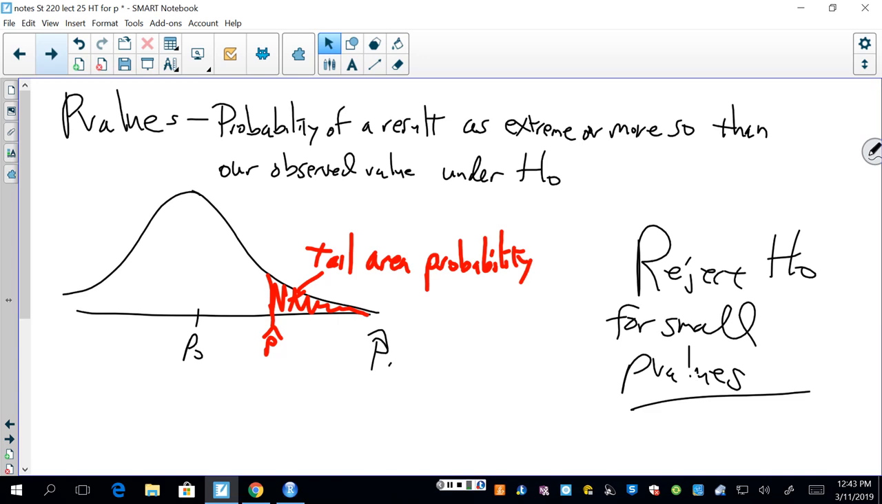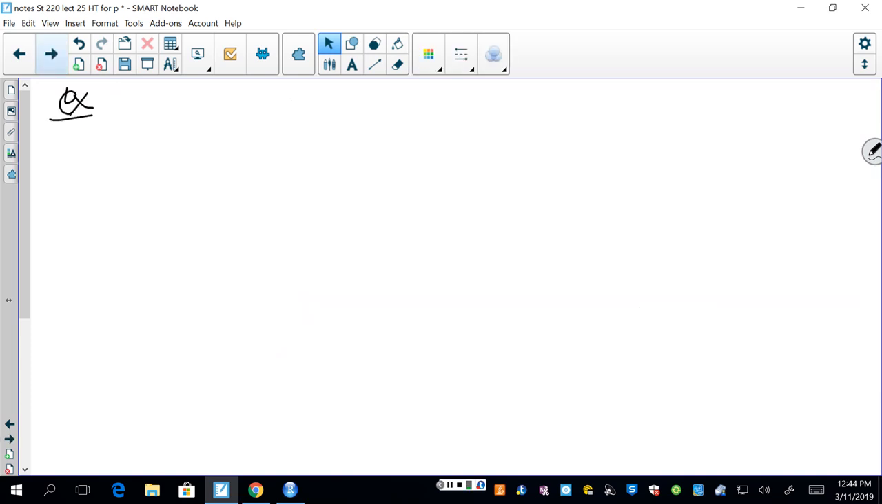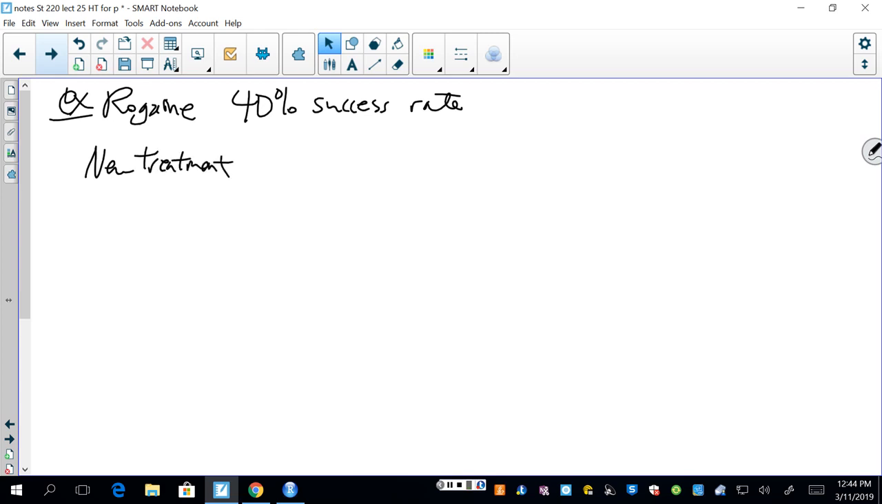So a small p-value means that the null hypothesis and the data are far apart, right? And we reject. So let's do one example. Suppose that Rogaine helps about 40% of the men with hair loss. It has a 40% success rate. And there's a new treatment that comes along, right?